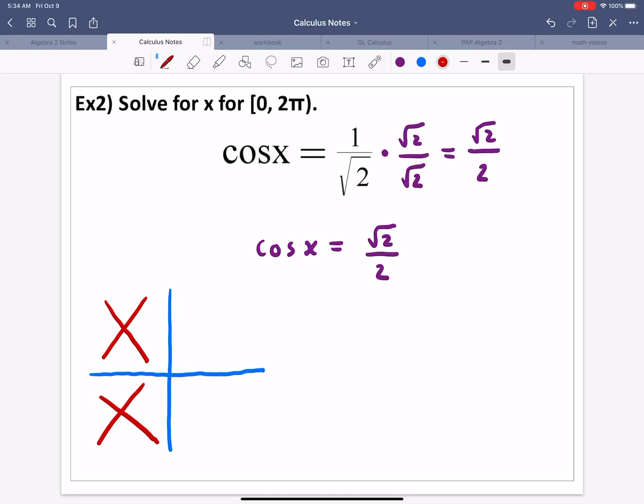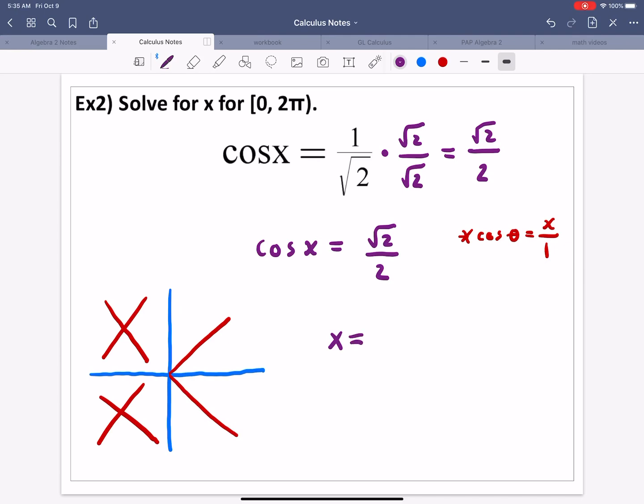And remember, as you're thinking about this, that the cosine of an angle on the unit circle is x over 1. So in other words, you're trying to find where the x coordinate is root 2 over 2. And hopefully you remember that root 2 over 2 is always associated with the pi over 4 angles. So there's a pi over 4 angle in quadrant 1 and a pi over 4 angle in quadrant 4. So what we want to do here is list out those angles.